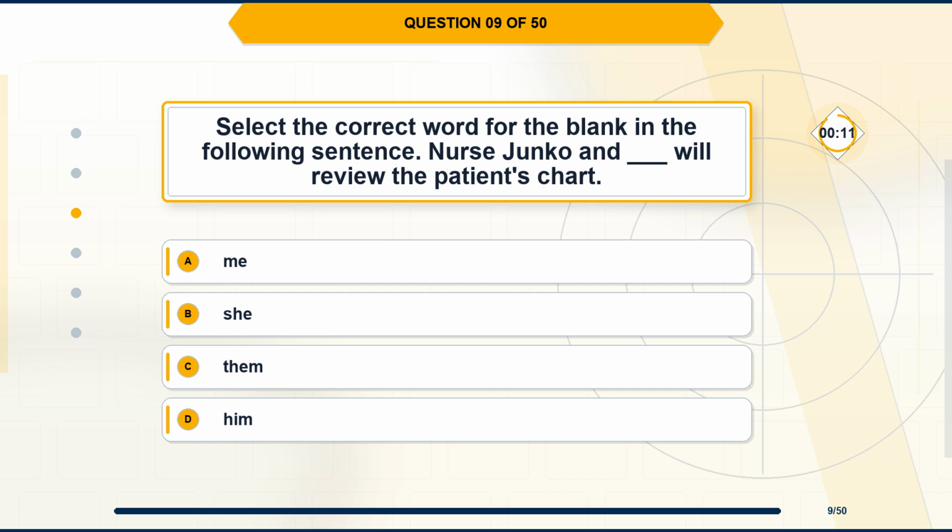Question 9. Select the correct word for the blank in the following sentence. Nurse Junko and blank will review the patient's chart. Option A. Me. Option B. She. Option C. Them. Option D. Him.